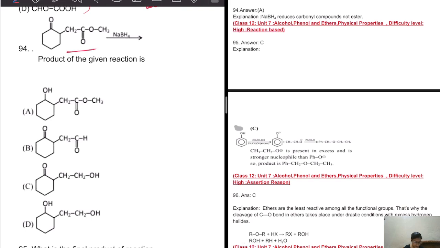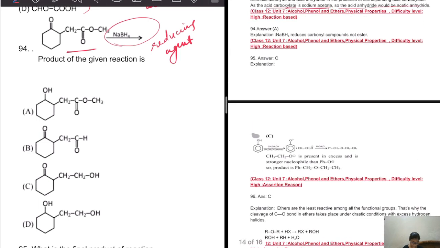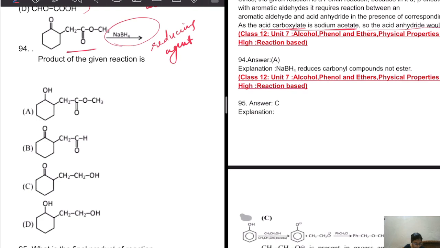This is a reaction given to us, with NaBH4, which is a strong reducing agent. But LiAlH4 is the father of all reducing reagents. So what will happen? See, NaBH4 will reduce the carbonyl group, but it won't reduce the ester, because it is not so strong as compared to LiAlH4. LiAlH4 can reduce all, but not NaBH4. So the correct answer would be this. Now let's see the next question.